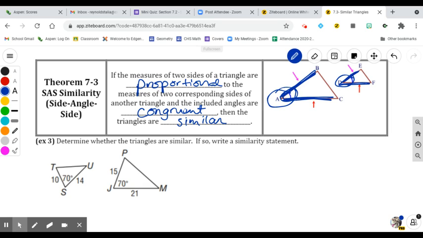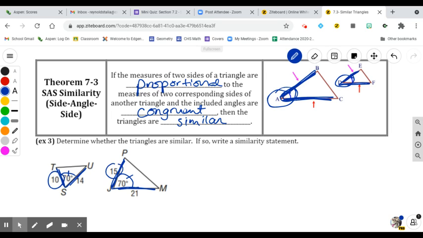Anyway, so see how this one, we have this side with an included angle, this side with an included angle. So these angles are congruent, which is what we need. Just because we're given side, angle, and side for both of the triangles doesn't mean they're similar. You have to test it out.